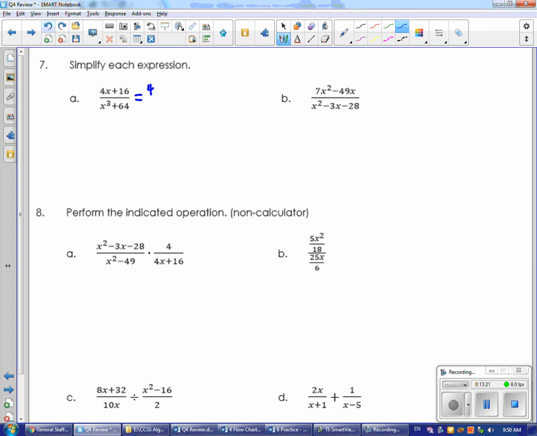So if I undistribute the 4, I'll be left with x plus 4, because 4 goes into 4x x times, and it goes into 16 4 times. In the denominator, notice that I've got a binomial. There's nothing in common, and I'm dealing with x to the 3rd, which is my clue that I'm dealing with a perfect cube. So I've got to think about 64 as a perfect cube. And when I do, I realize the cube root of that is going to be 4. The cube root of x cubed is x.